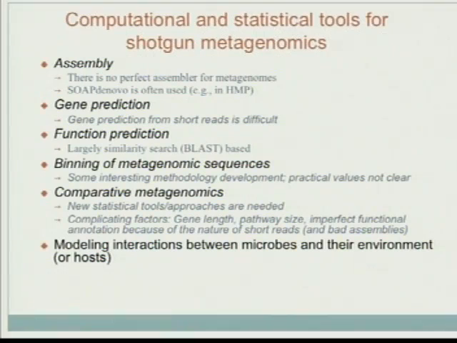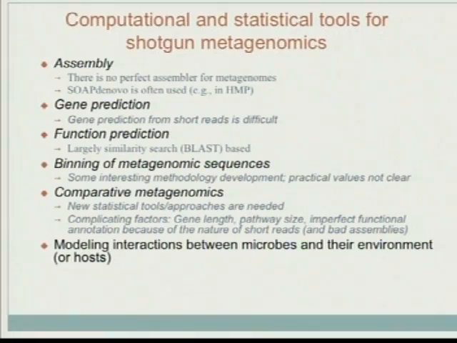And SOAPdenovo is used in the MetaHIT project and also in the HMP project. So why is the assembly of metagenomes so much different? It's not that different. Ideally, you still try to use the overlaps between the reads. But if you work with a whole community, there are many species, and they are similar to each other. So they're just like pseudo repeats.